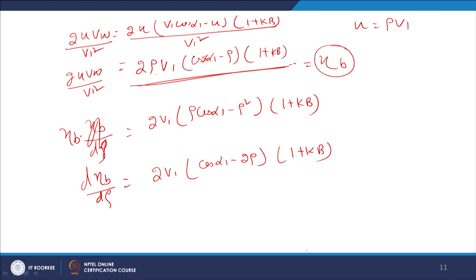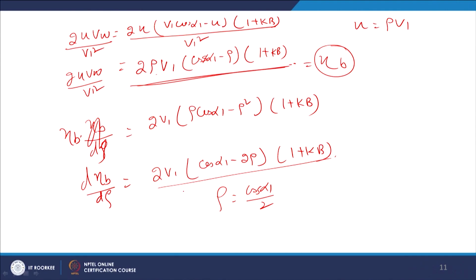Right, in the ideal case K is equal to 1, and since there is not much difference in the blade angle, cos beta 1 can also be considered as cos beta 2. So, in this case, if you want to maximize the blade efficiency, we can always take rho equal to cos alpha 1 by 2. It is a maximum, because if you differentiate it again, you are going to get a negative value. It means this differentiation gives the maxima, and that is rho equal to cos alpha 1 by 2.